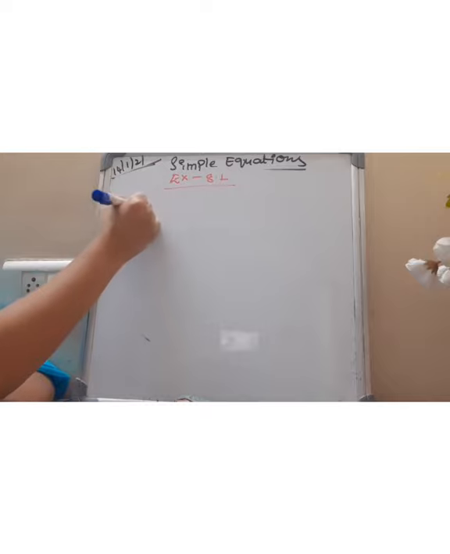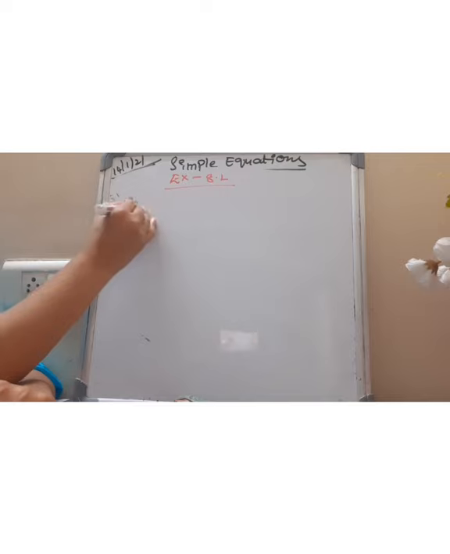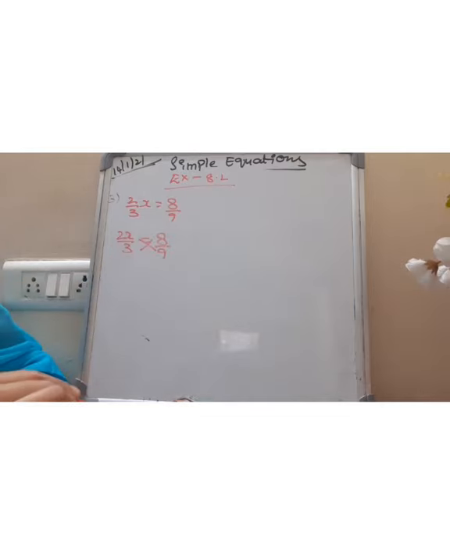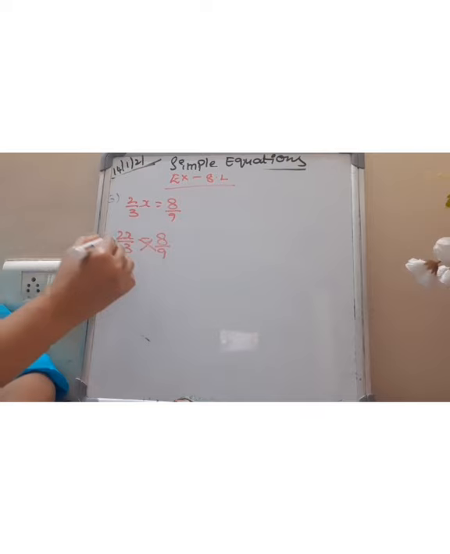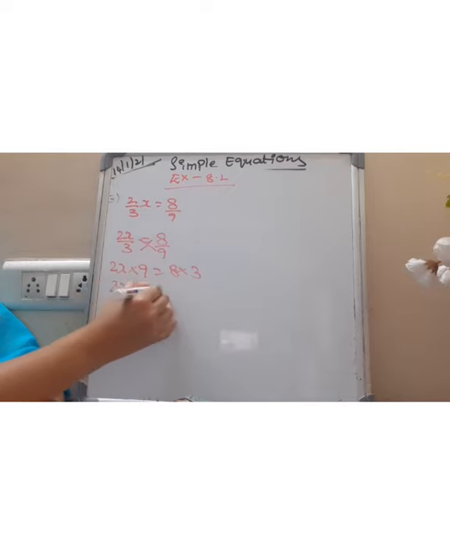The next category we will take is here. 2 by 3x is equal to 8 by 9, or we will take 2x by 3 is equal to 8 by 9. The first step is we will go for the cross multiplication. Okay. So we will go for cross multiplication. 2x into 9 is equal to 8 into 3. 2x into 9 is equal to 24.